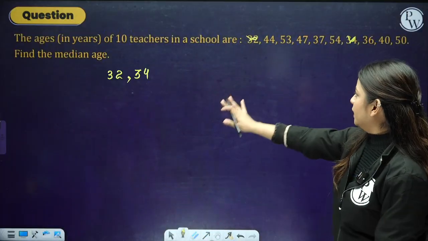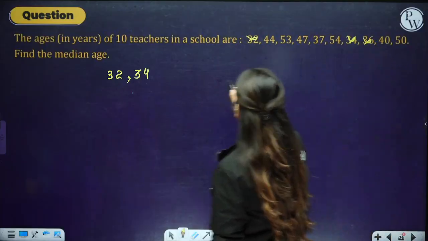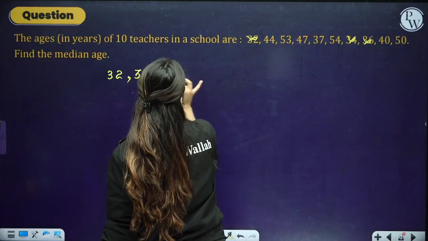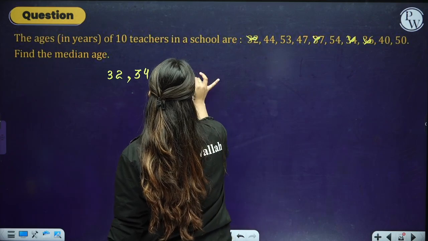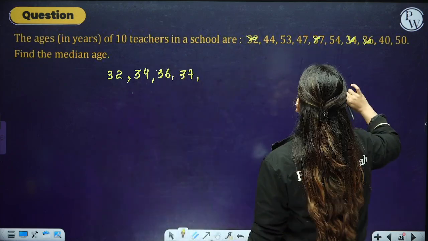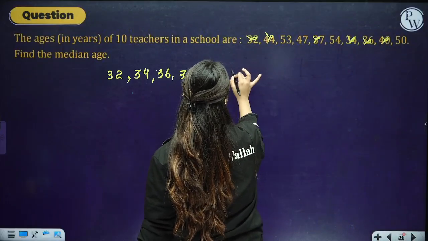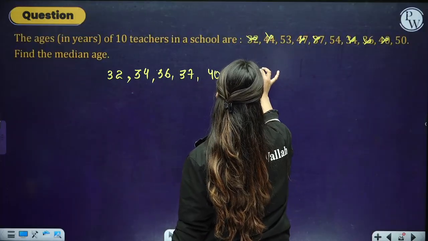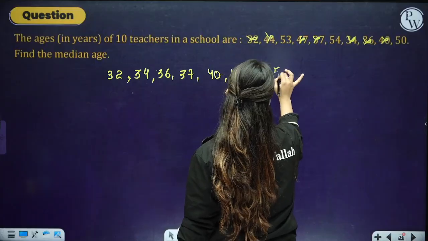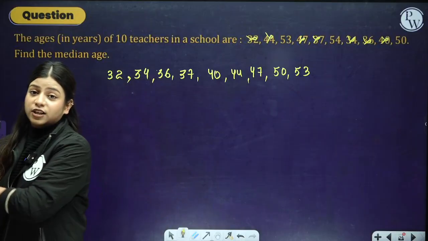So we have 32, we have 34. After 34, we have 36. After 36, let's say 37 is the next. After 37, we have 40. After 40, we have 44. After 44, we have 47. Then we have 50 and 53. So the very first thing is to arrange it in ascending order.